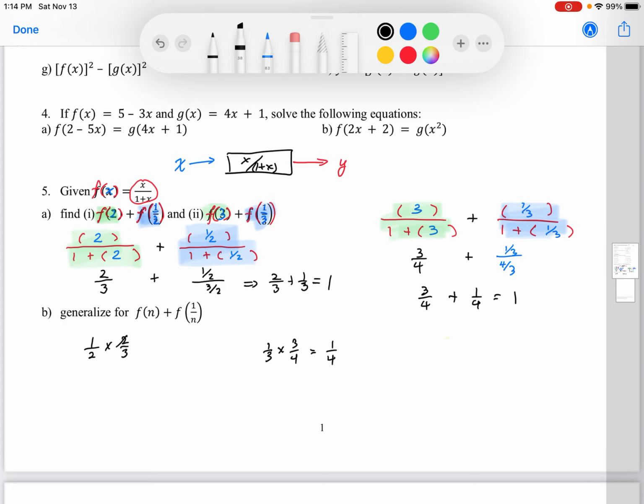Now, lastly, you may have noticed that both of these gave us an answer of 1. So if we have f of 2 plus f of 1/2 equals 1, and f of 3 plus f of 1/3 equals 1, we can maybe guess that f of 4 plus f of 1/4 equals 1, and then we want a generalization for any n value. So that's what we'll do next.